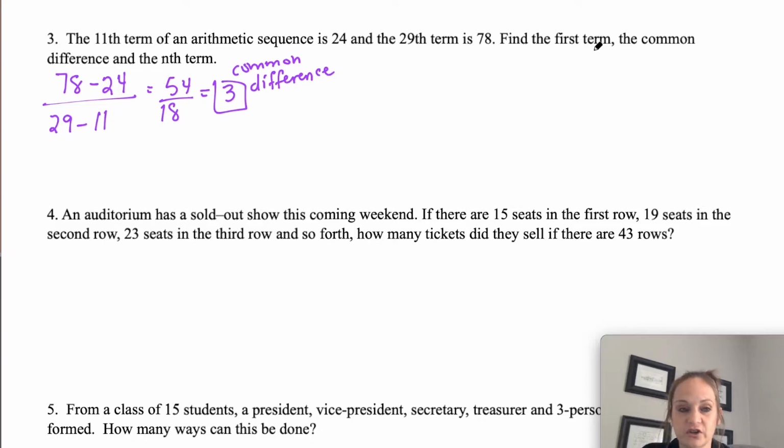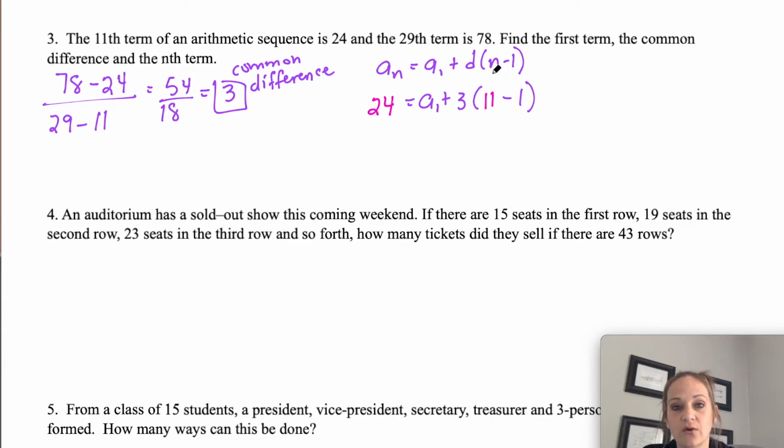Now we need to find the first term. So we are going to use the formula, the first term plus the difference times n minus 1, in order to actually figure out the first term. I know that the difference is 3, and I also know that if I plug in 11 for my term, I know my 11th term will equal 24. So I can use that in order to figure out my first term. I easily could have used the 29th and 78 as well. It will still give me the same answer.